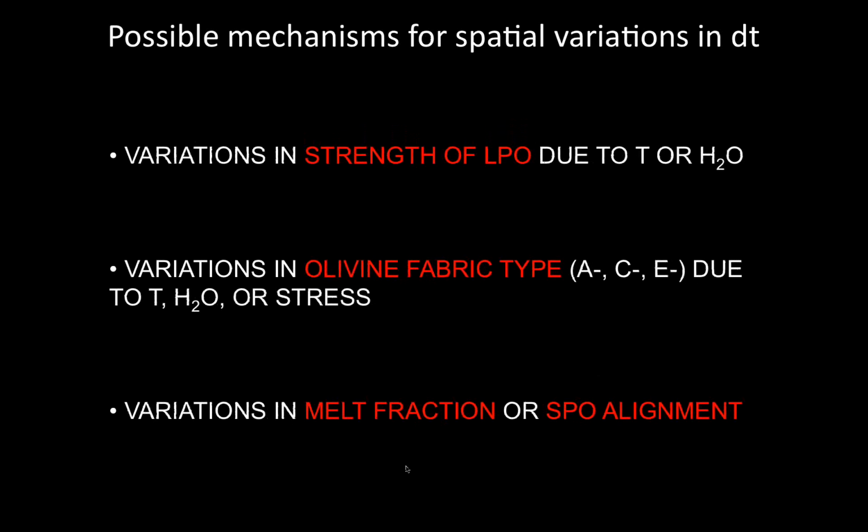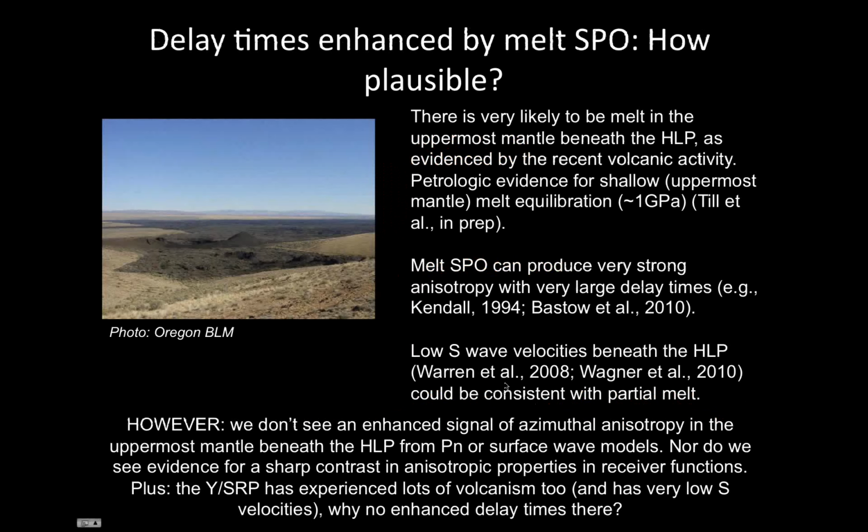So now I'm going to talk in a little bit of detail about the 3 mechanisms that I think are maybe more plausible to explain these variations. We're going to look at variations in the strength of olivine LPO, perhaps due to variations in temperature or volatile content. Variations perhaps in the olivine fabric type, so A-type versus C-type versus E-type olivine fabric, and then also variations in melt fraction if there's a shape-preferred orientation effect that's contributing to the anisotropy.